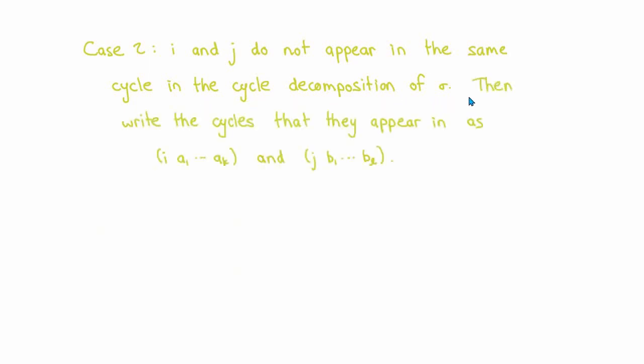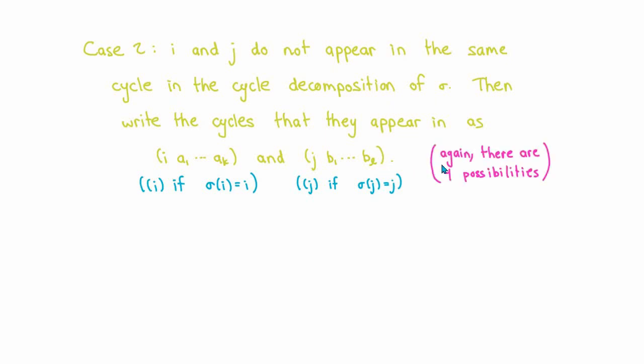And in this case, let's write the cycles that i and j appear in as (i a1 ... ak) and (j b1 ... bl). Now, to be perfectly honest, it could actually be the case that i and/or j is a fixed point of the map sigma. And in that case, the cycles that they appear in wouldn't look like this. So really, as before, we need to consider 4 different possibilities. But this time, let's be a little more concise and try to group all the 4 possibilities together.